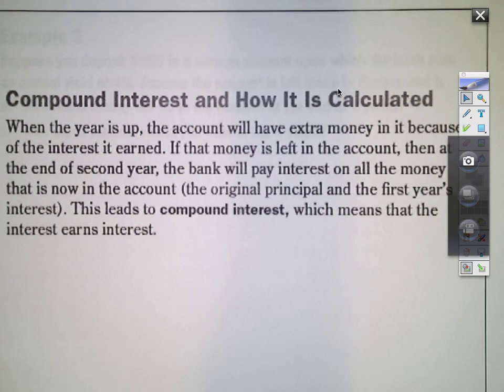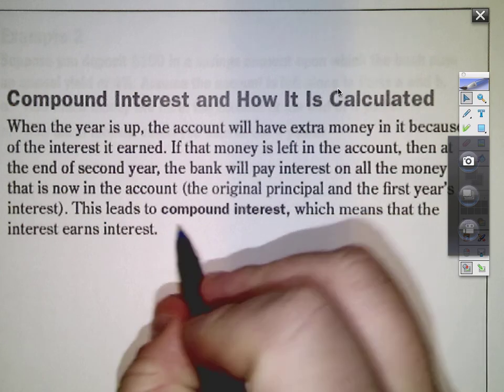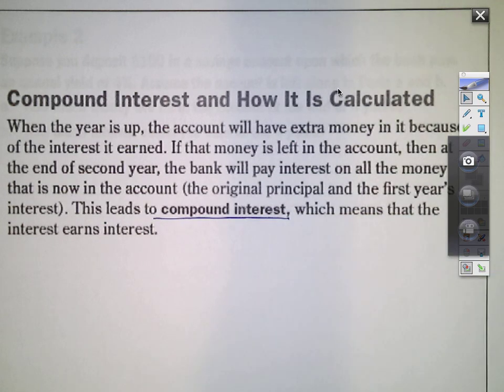Compound interest and how it's calculated. When the year is up, the account will have extra money in it because of the interest it earned. Okay? In our last deal, after 1 year, we had $1,040. That was a $40 increase over what we had at the start. If that money is left in an account, then at the end of the second year, the bank will pay interest on all the money that is now in the account, the original principal and the first year's interest. This leads to compound interest.